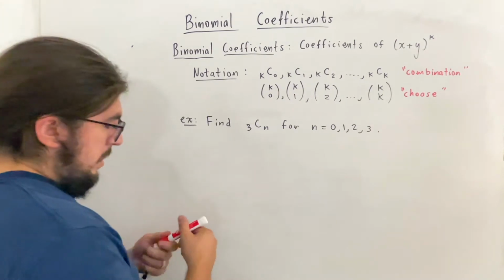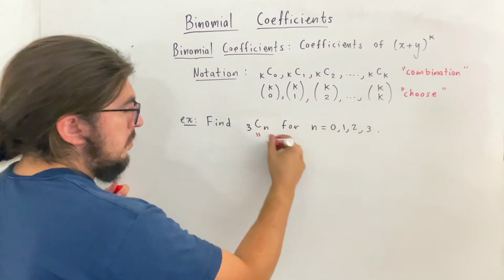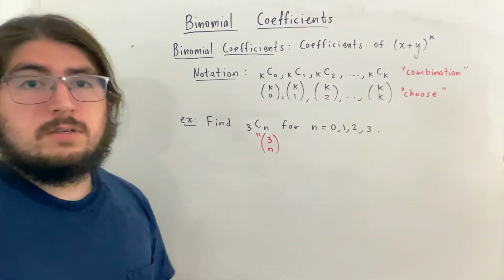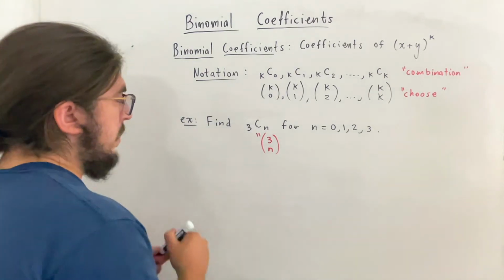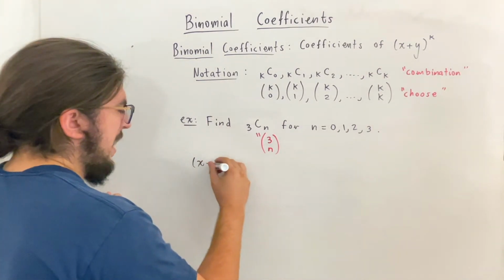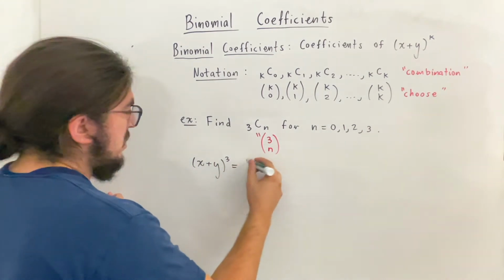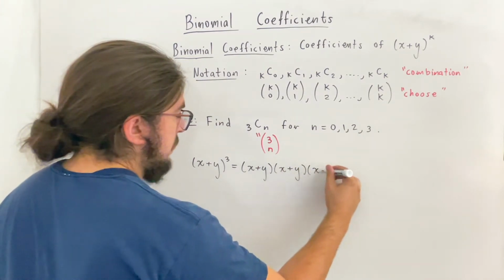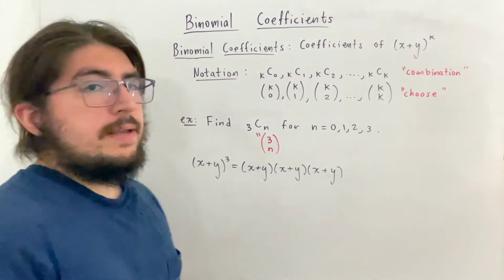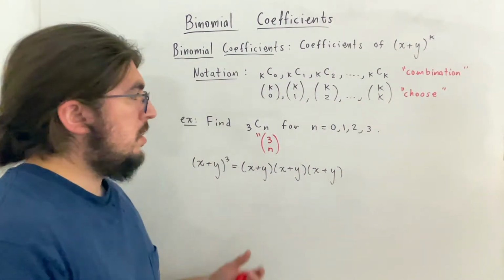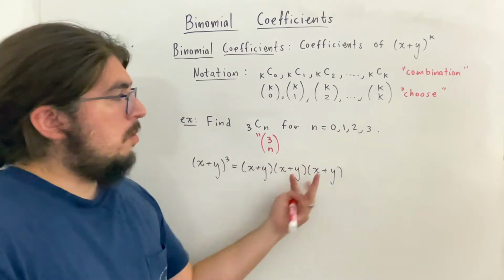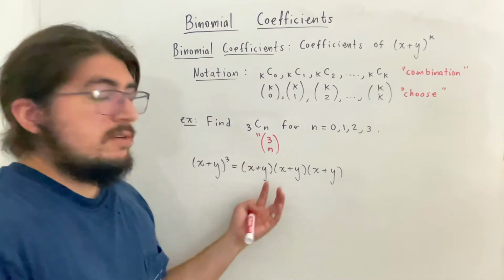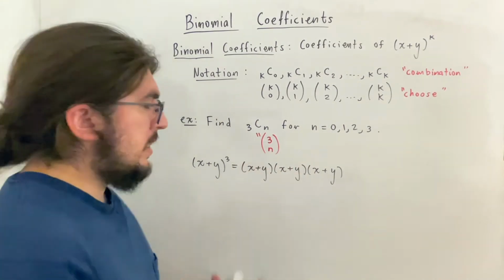So here, the alternative notation is 3 choose n. So here we're asked to find 3 choose n for n going from 0 to 3. And how we're going to do this is we're going to consider x plus y raised to the 3rd power and just expand this out. So it's x plus y multiplied by x plus y multiplied by x plus y, a total of 3 times. Now the reason why choosing comes to mind, how many ways you can choose, let's say, 0 of 3 things, is because when you expand this out, there's a total amount of different choices for x and for y. We'll see what I mean when we actually expand it out.